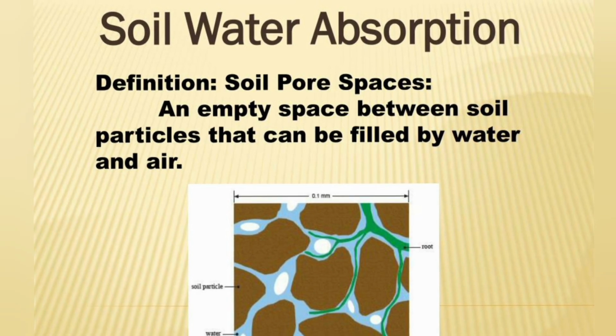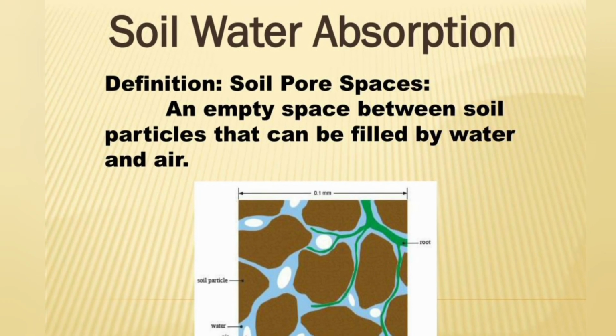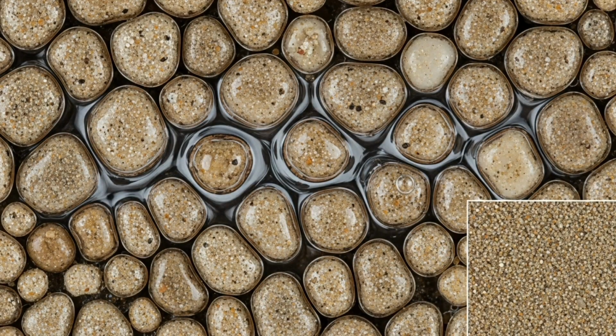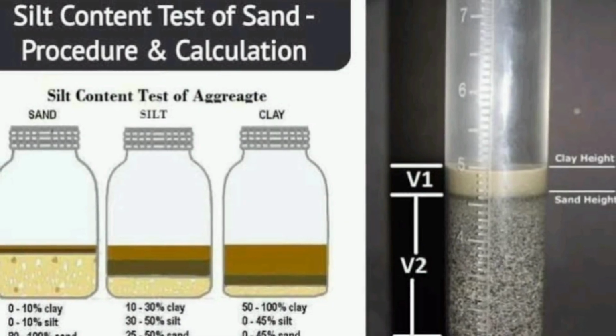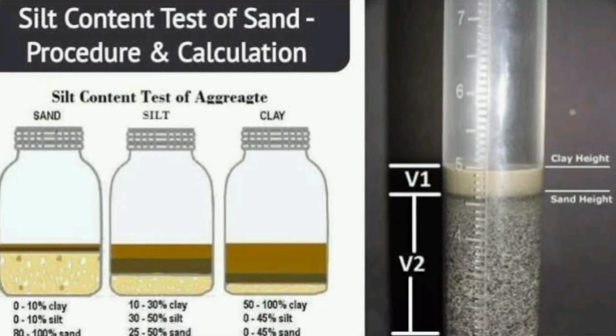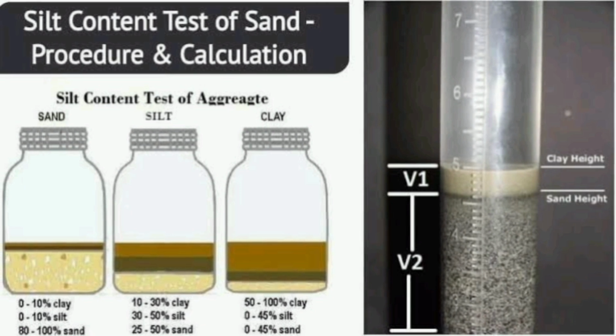We determine these using a pycnometer. We find the weight of the pycnometer filled with water, the weight of the pycnometer with a sample of saturated surface dry (SSD) sand, and the weight of the oven dry sand. Using these three weights, we can calculate both the specific gravity, SSD, apparent and bulk, and the water absorption percentage.